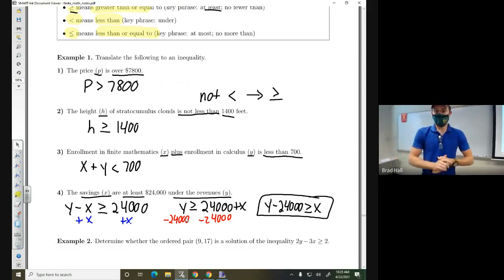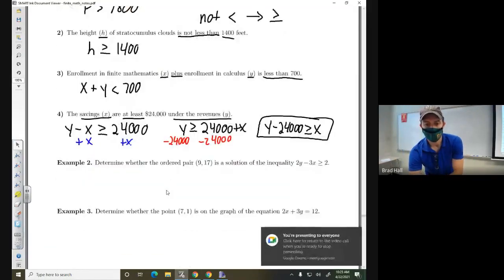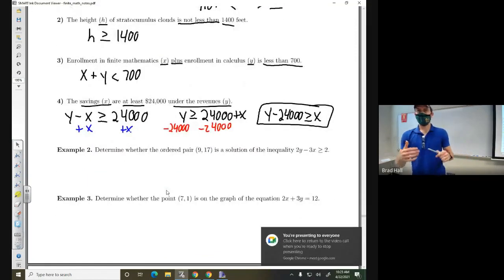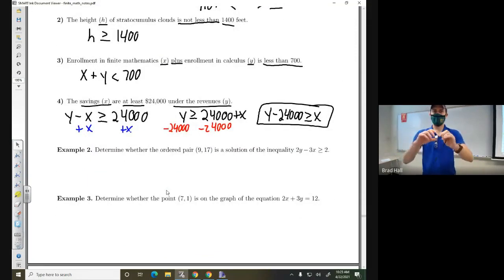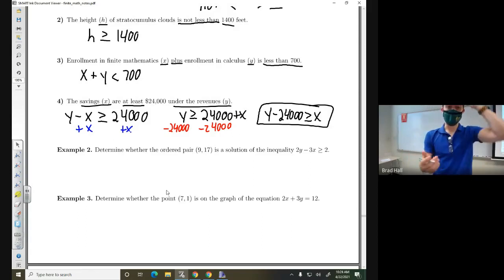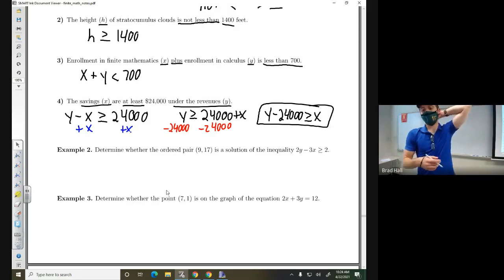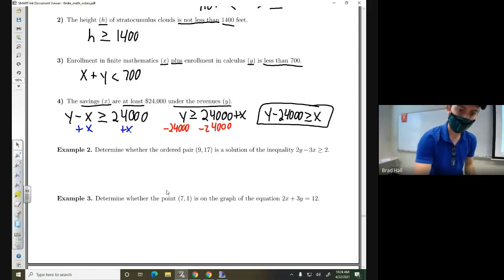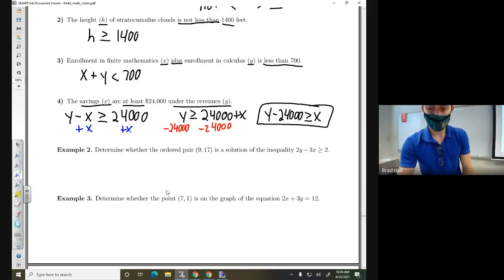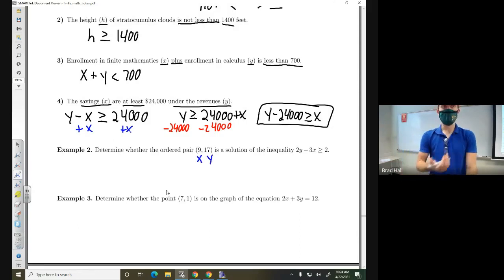Let's move on to example 2 here. Now that we've established this way of converting verbiage to inequalities, we want to determine if an ordered pair solves a given inequality or equation. And we will be doing this throughout this section. So to figure out if an inequality is satisfied by an ordered pair, we have to plug in the ordered pair, which always gives us an x and a y.